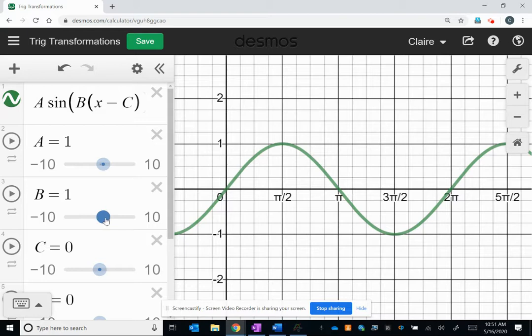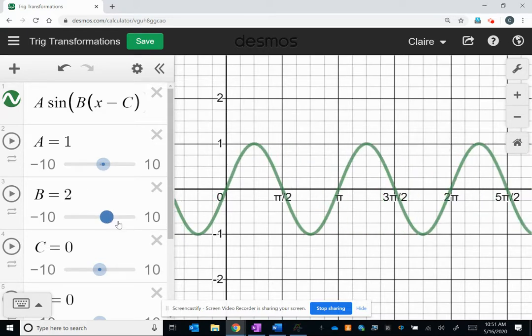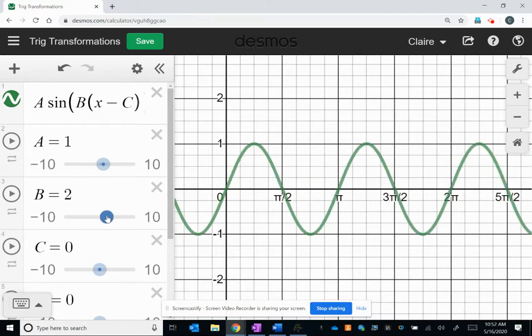It's inside the sine function, which is different than where the amplitude is. If I make B bigger, so let's see if I make it 2, look at what happens. Our graph is more squished together, kind of from side to side. And if we look even closer and trace along here, we actually have 2 cycles of the sine fitting between 0 and 2 pi. When B was 1, we had 1 full cycle.